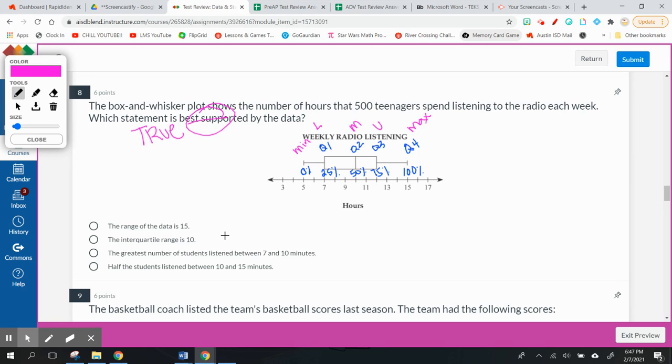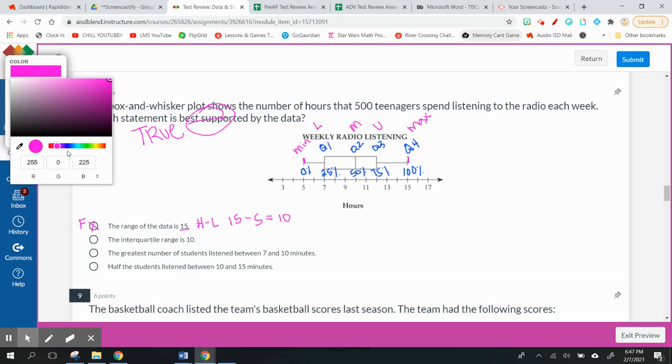The range of the data is 15. Well, range means the highest high minus the lowest low, right? High minus low. So for us, that would be 15 minus 5 equals 10. That didn't really match up, did it? False, so I'd mark it off. We'll grab a new color for our next one.